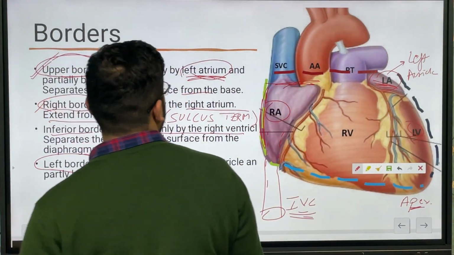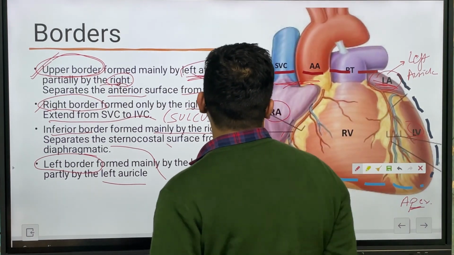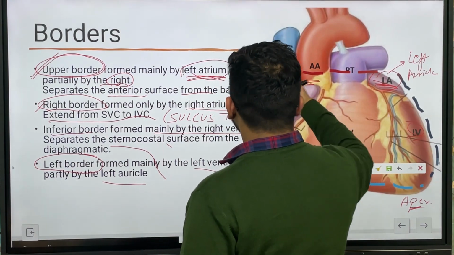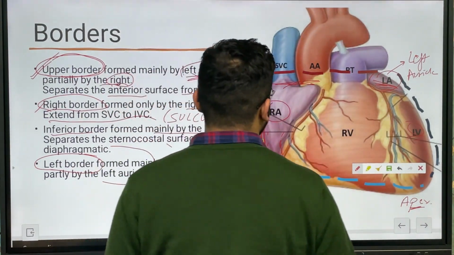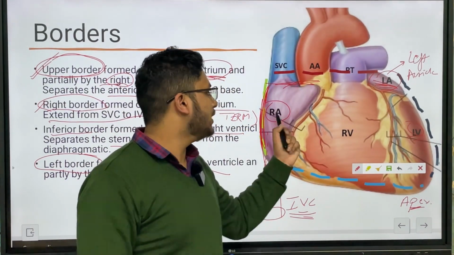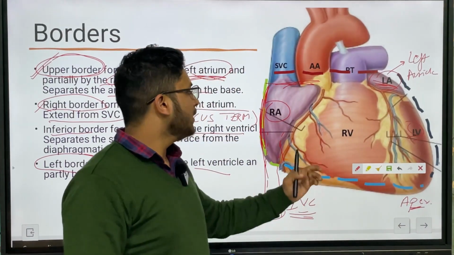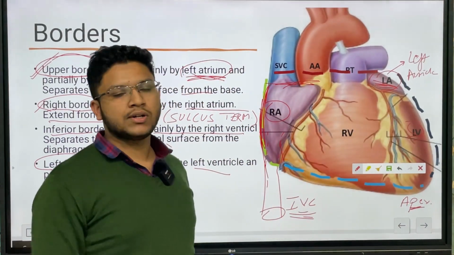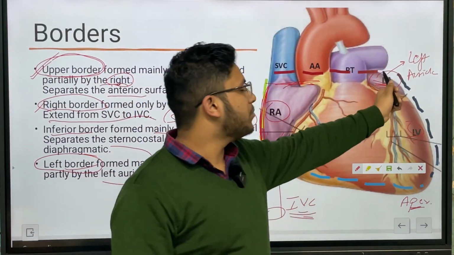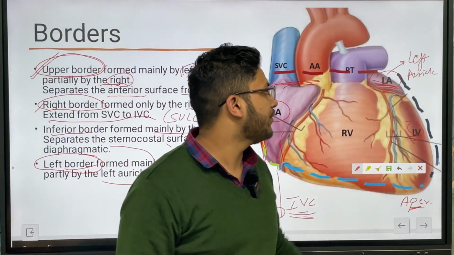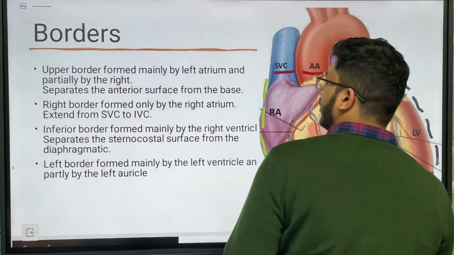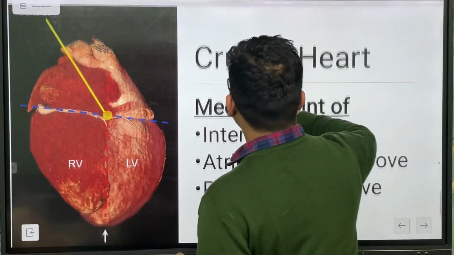The next one is your right border. Right border is mainly your sulcus terminalis, which is the opening of SVC and IVC in the right atrium. This is your right border. The next one is the inferior border. The inferior border is extending from your opening of IVC into the right atrium to your apex of the heart, and it is separating two surfaces, that is the sternocostal surface and your diaphragmatic surface. The next and the last one is the left border. The left border is formed by your left auricle and your left ventricle. So this is all about the borders, and I guess we just completed all the borders and all the surfaces.